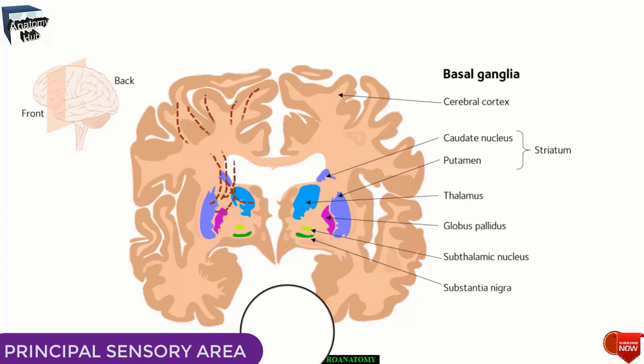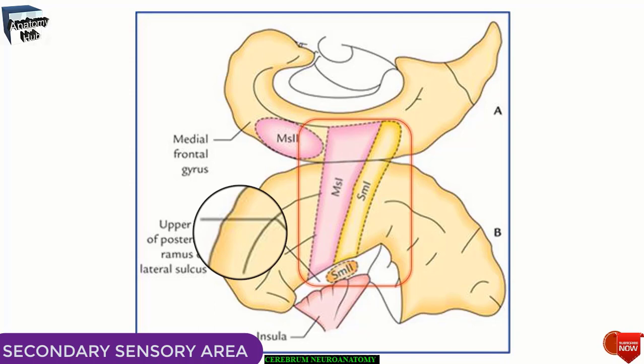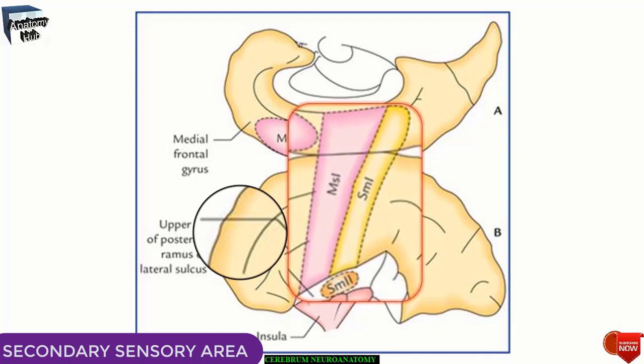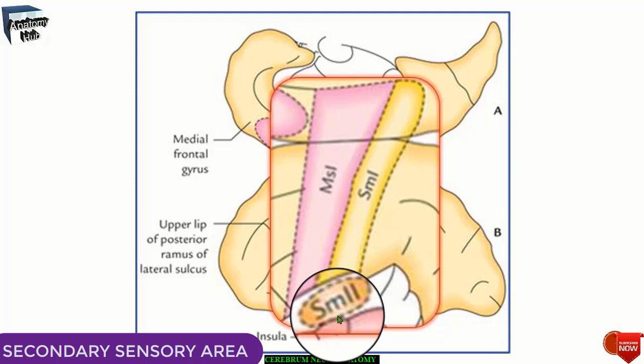of the thalamus. The secondary sensory area is located in the upper lip of the posterior ramus of the lateral sulcus. The face area lies most anterior and the leg area is posterior. The whole body is represented bilaterally, and this area is related more to pain perception, and ablation of this area may relieve intractable pain.